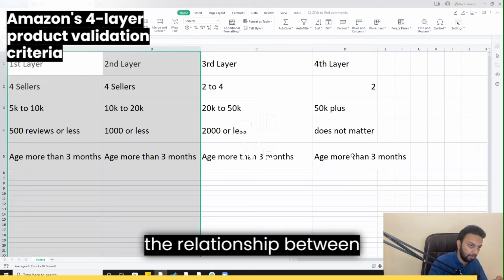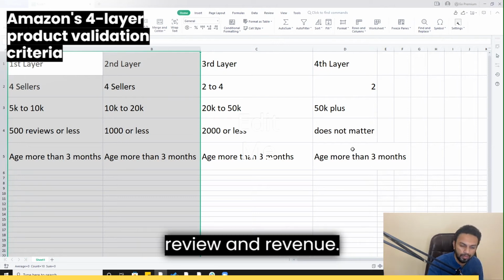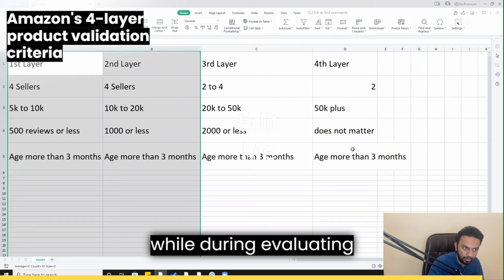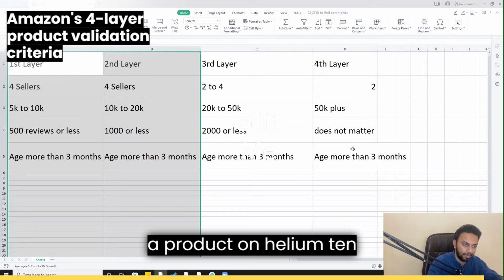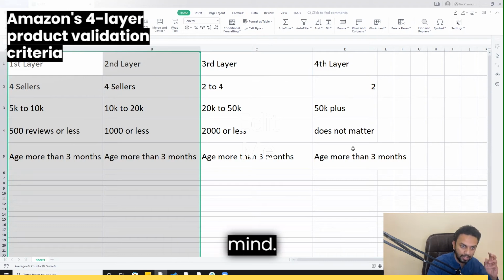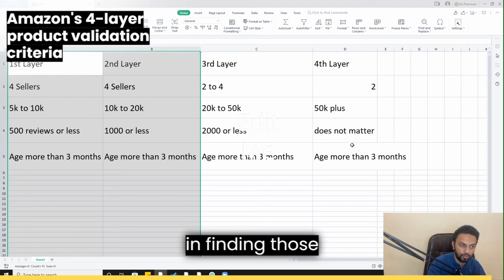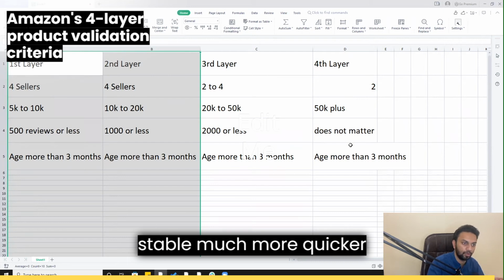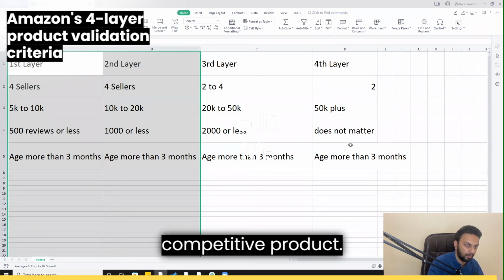The relationship between review and revenue, we can easily study that while evaluating a product on Helium 10 X-ray, and we should keep these layers in our mind. It will help a lot in finding those products which become profitable or stable much more quickly than a very highly competitive product.